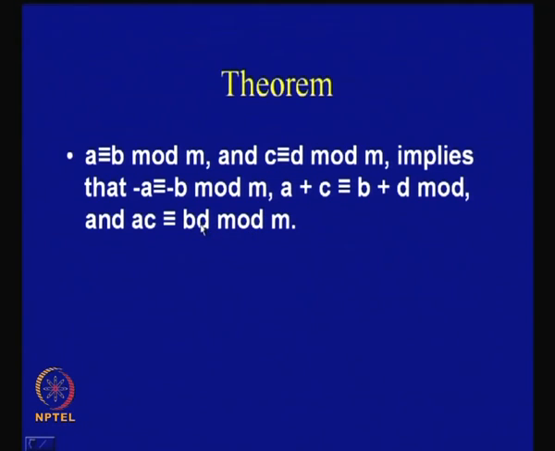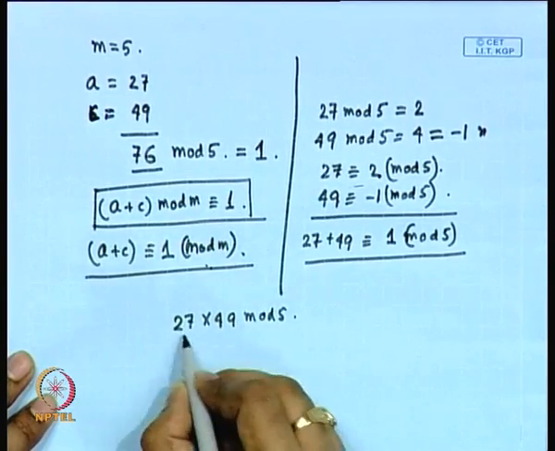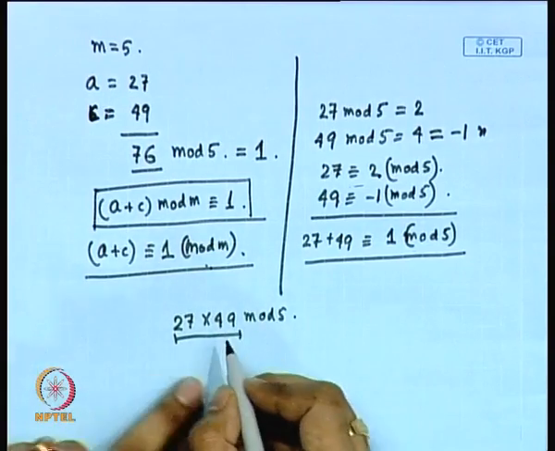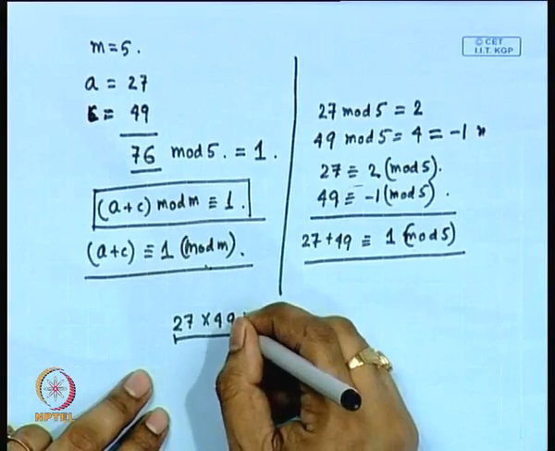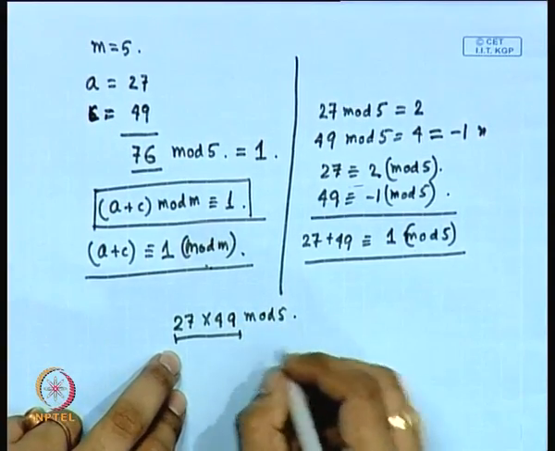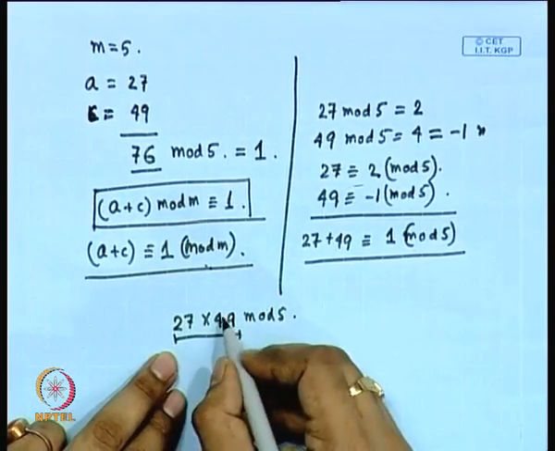For example, imagine we had to multiply 27 and 49 and then do a modulo 5 operation. This multiplication is not so simple. You have to do it and you can make mistakes. And most importantly, when a computer does it, it may not make mistakes, but it may require a large amount of time, so the resources may be used up.